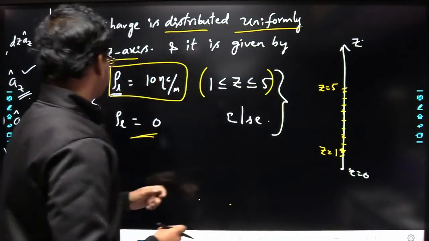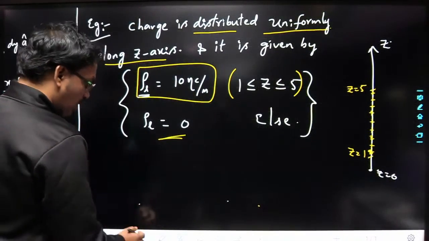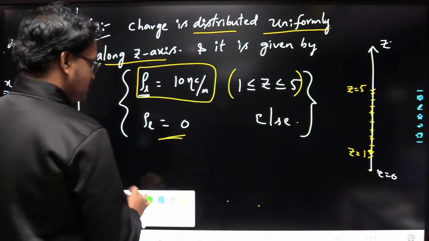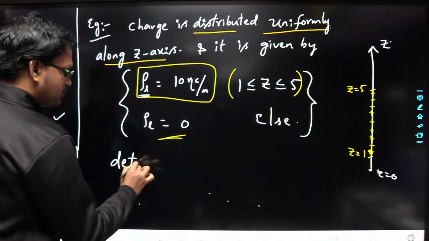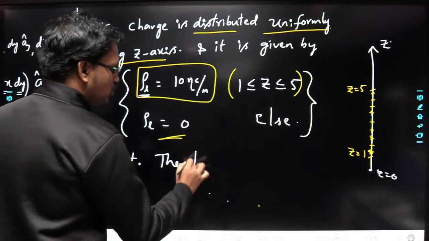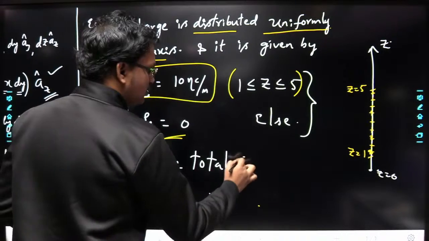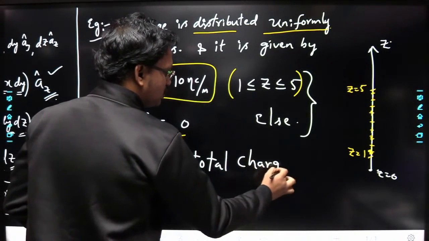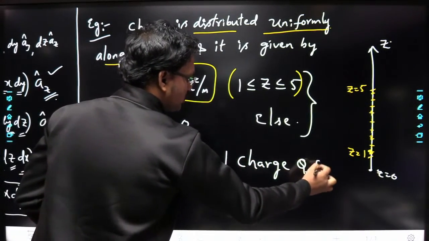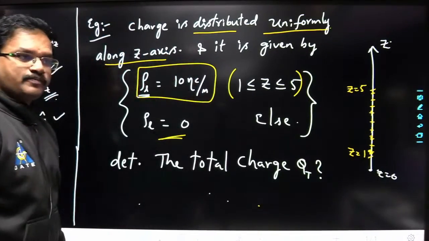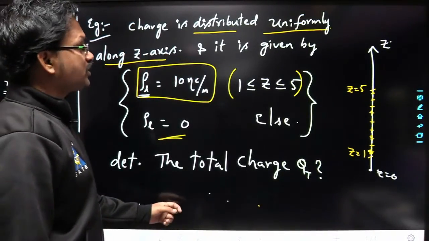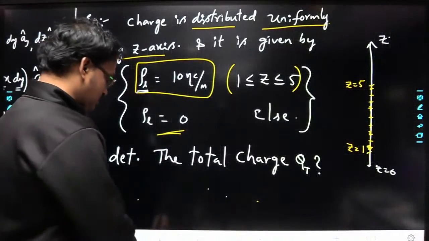Understood? So now what they are asking here is, determine the total charge QT. How to determine the total charge here? It is a very simple question.